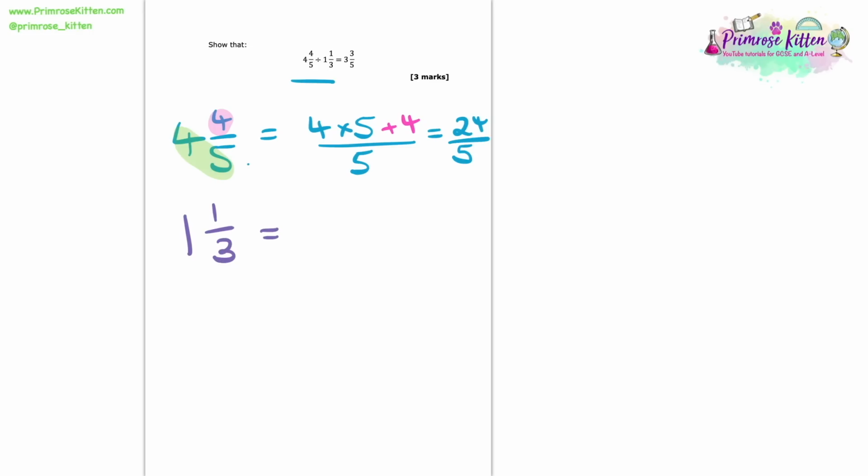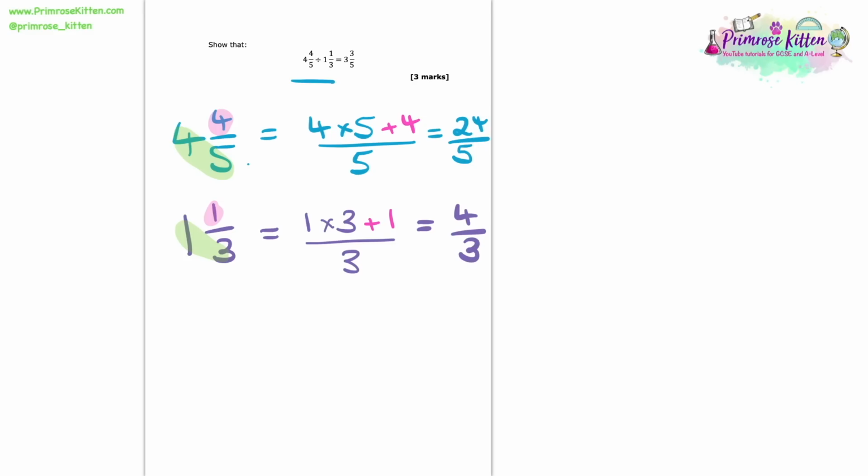Next up we have 1 and 1/3. Again, if we take the whole number, times it by the denominator, and then add on the numerator, we will find what we need for our top-heavy fraction. And then we'll just divide it by that 3 that is already on the denominator. That doesn't change. And that gives us 4/3 for this fraction.